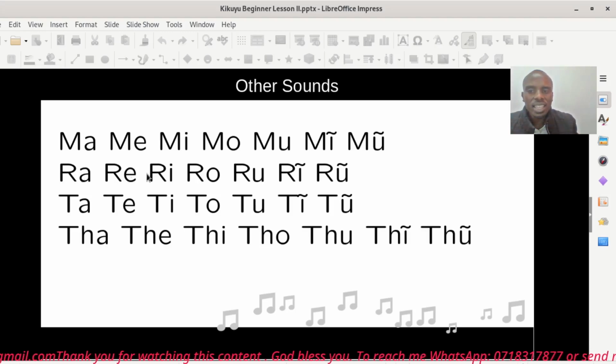Ra, re, ri, ro, ru, re, ro. So, here, you can decide whether to pronounce R like R. Remember in the Kikuyu language, again, we don't have the letter R, okay? So, as I said, don't worry when we don't pronounce the letter L correctly because we don't have it in our language, okay?